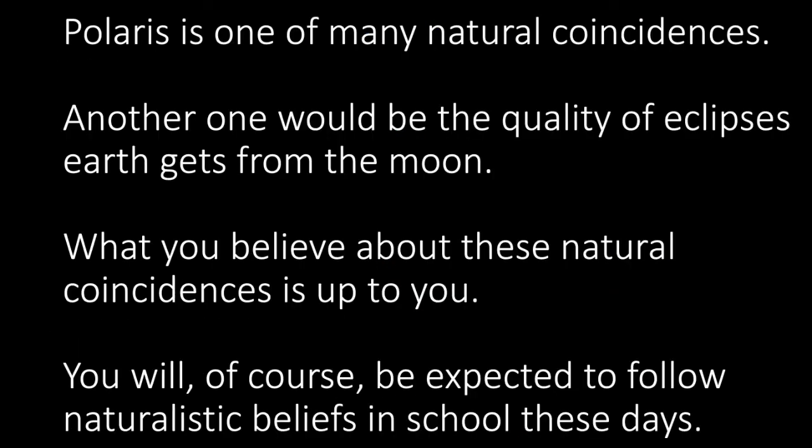Polaris is one of many natural coincidences. Another would be the quality of eclipses Earth gets from the moon. Let me explain that. The moon appears about the same size as the sun in our sky, by sheer coincidence. As a result of that, we get perfect eclipses, which no other planet in the solar system gets.